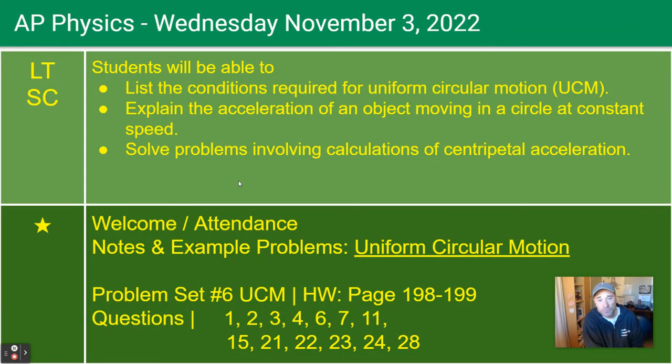Secondly, my goal for you when you're done with all this is for you to be able to list the conditions required for uniform circular motion, which are pretty straightforward. Be able to explain the acceleration of objects moving in a circle at a constant speed, and to be able to solve some problems involving calculations of centripetal acceleration. That's quite a word, centripetal acceleration.